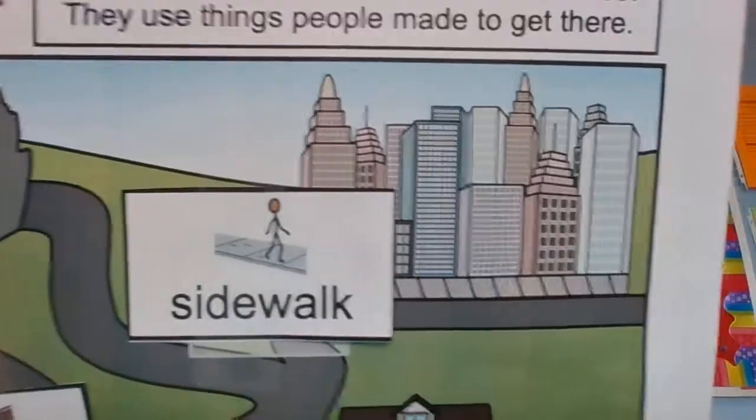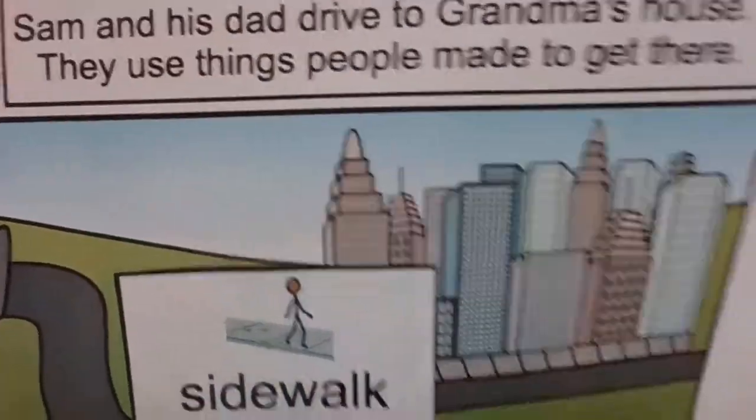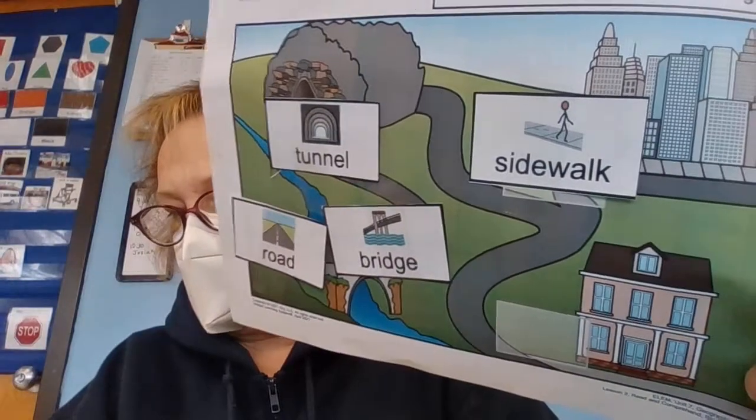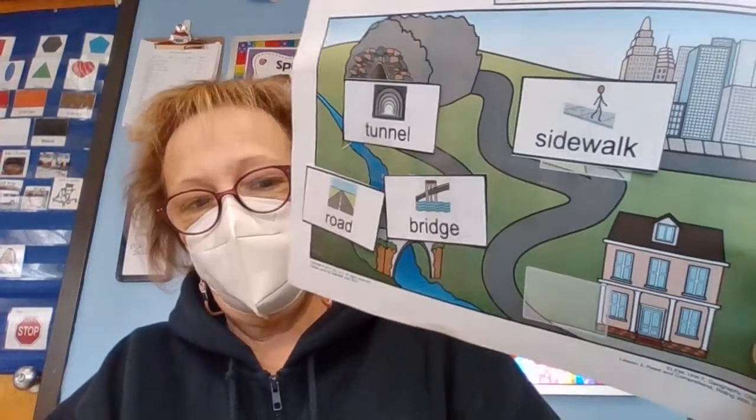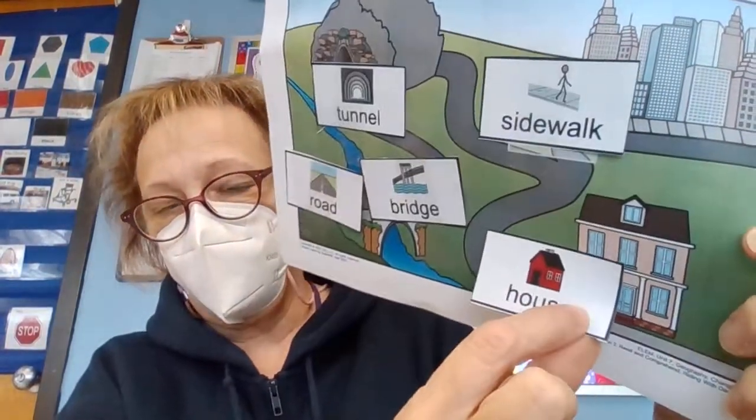And finally, where did they end up going? Where were Dad and Sam going? Besides over the river and through the woods. Do you remember whose house they were going to visit? They were going to visit Grandma's house. I hope they had a really good visit.